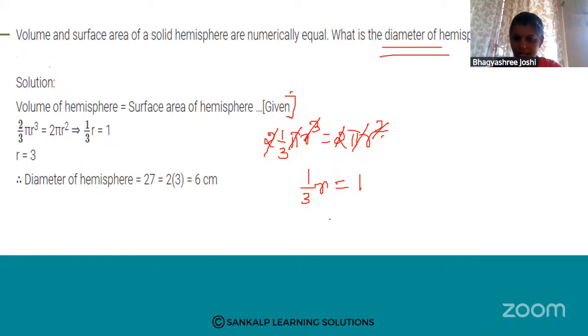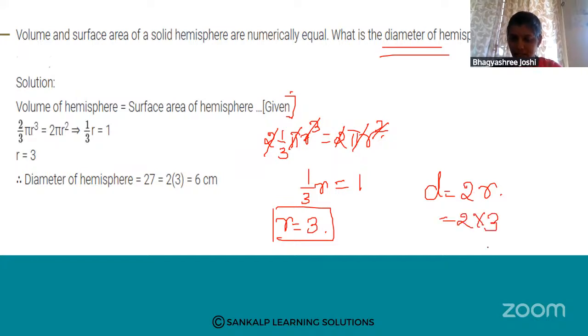So if you transfer this 3 to this side, r is equal to 1 into 3, that is 3. So radius is 3 here. But what we want? We want diameter. What is diameter? Diameter is 2 times the radius. d is equal to 2r. So here 2 into r value 3, that means 2 threes are 6 centimeter. This is the diameter. d is equal to 6 centimeter.